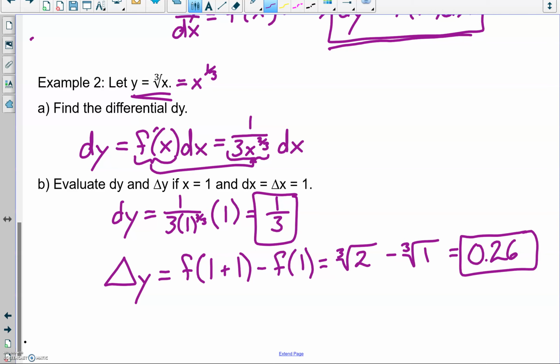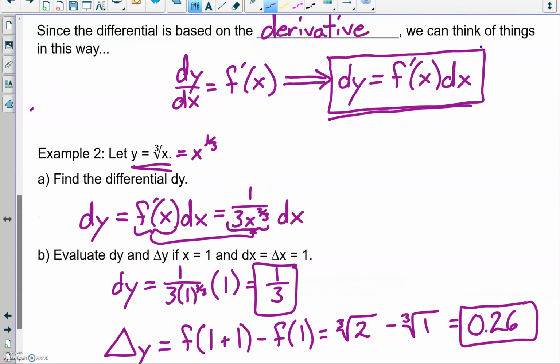So that's essentially all there is to differentials, using this new little form here where you have this dy equals f prime of x dx in order to calculate the approximate change in y based off of that L of x line.